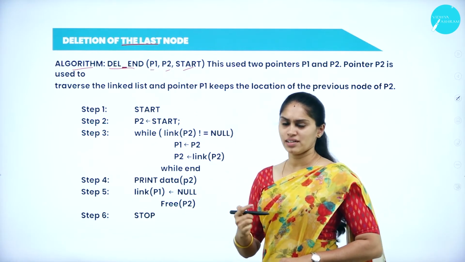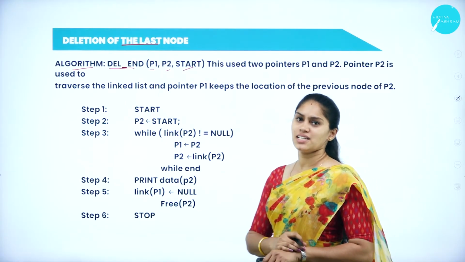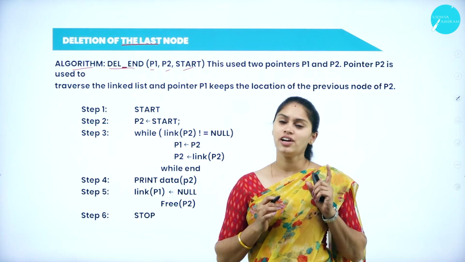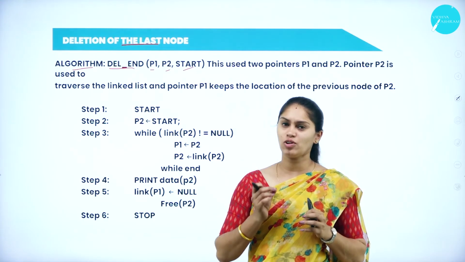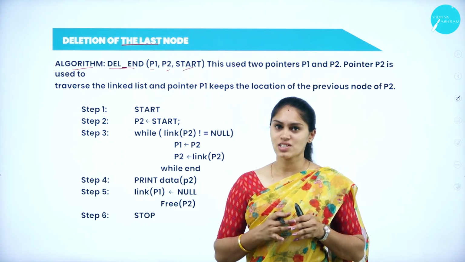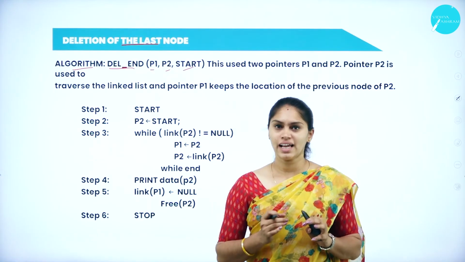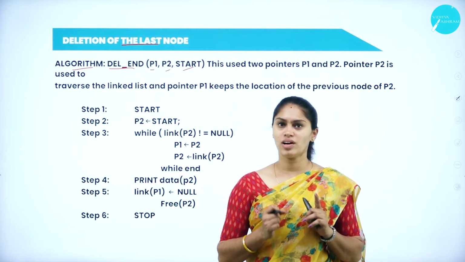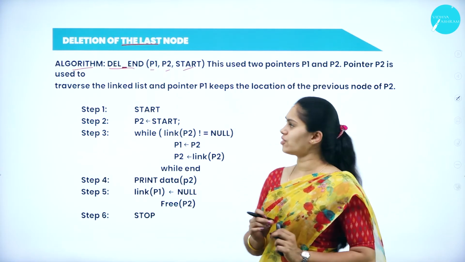I have 3 pointers: P1, P2, and I have start. As we all know, start is mainly used to specify the location or address of the first node of a linked list. I have to traverse, right? Only then will I get to know where my last node is. Only then am I able to delete the last node of a linked list. So for traversing purposes we require start. That is what indicates the beginning location or address of a node of a linked list.